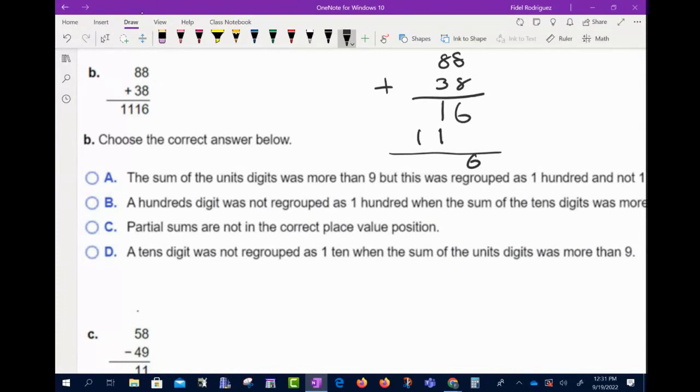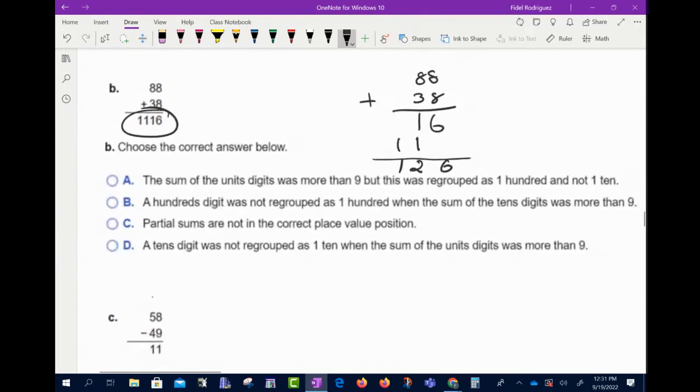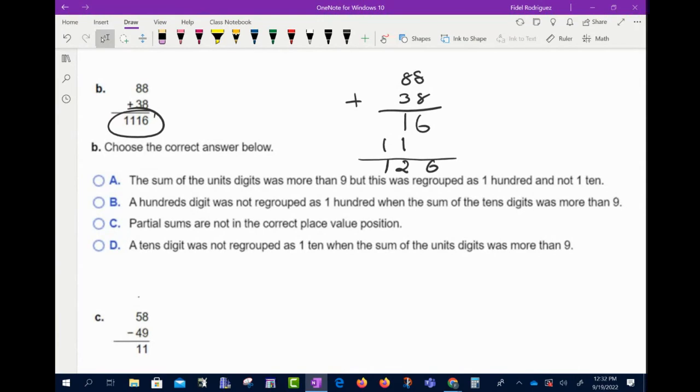Okay, so if we were to add straight down, that's going to give me a 6, that's going to give me a 2, and that's going to give me a 1. So we know our answer should be 126, and look at what they wrote, right? So they wrote 1,116. Okay, so let's see what possibly did they do here. Okay, so it says some of the units digits was more than 9, but this was regrouped as a 100, not a 10. Okay, so it was more than 9, but was it regrouped as 100? No, because the 16 is right there. So I'm going to say no.